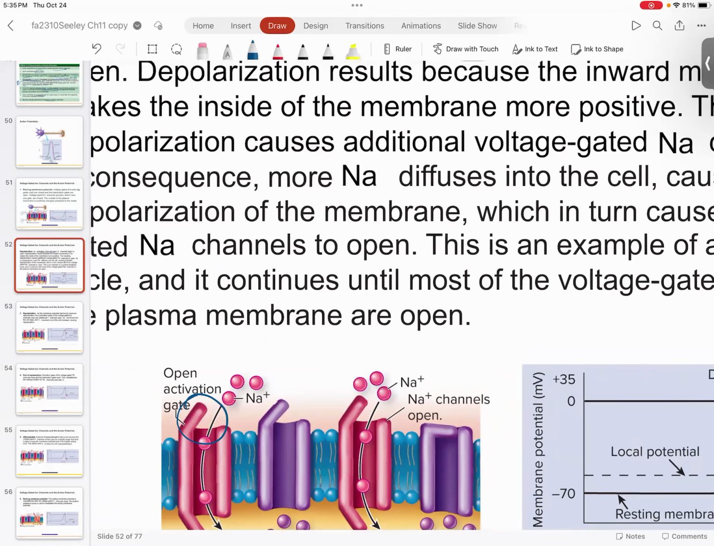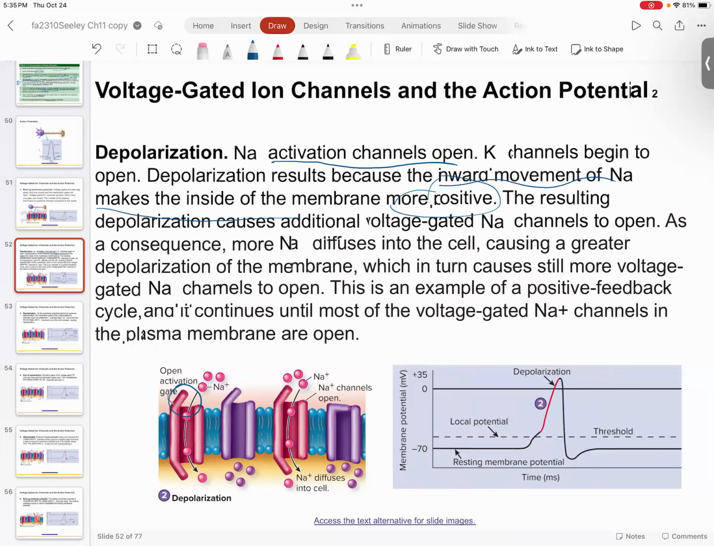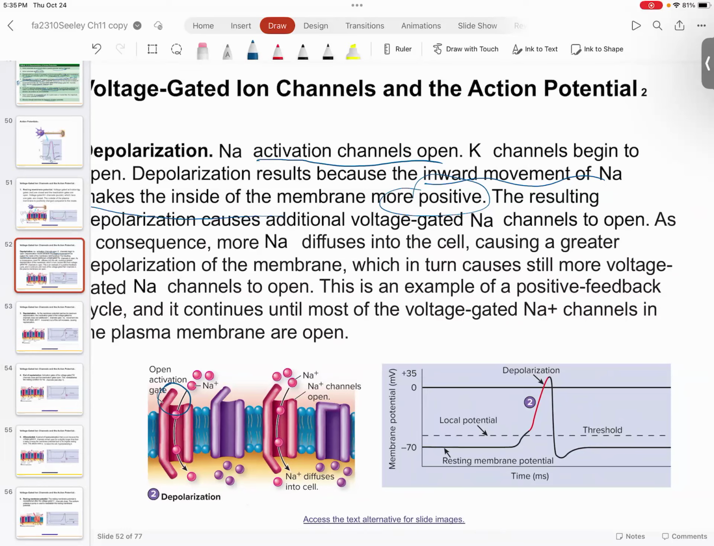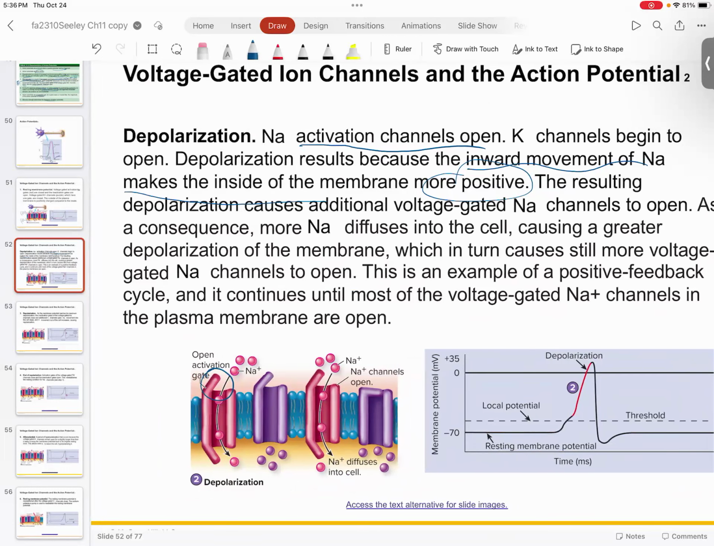And when they open, you're going to have the inward movement of sodium, which is going to flood inside, making the membrane more positive on the inside. That is your depolarization. Now, this is going to cause more voltage gated sodium channels to open up because they're going to sense that voltage change, allowing even more sodium to diffuse in the cell.